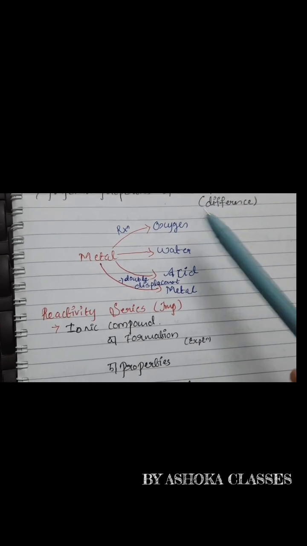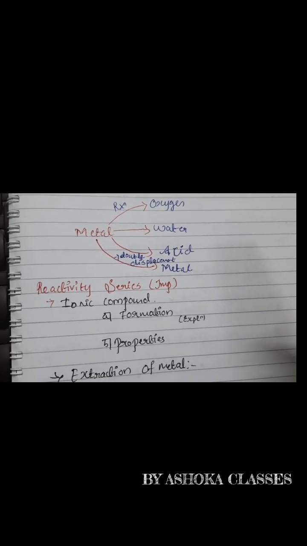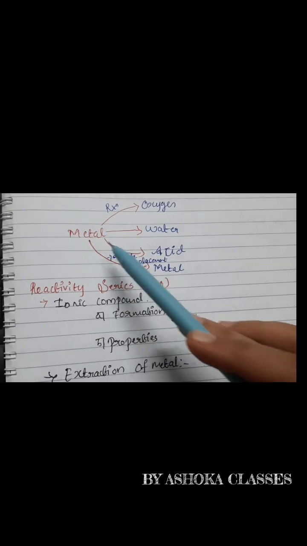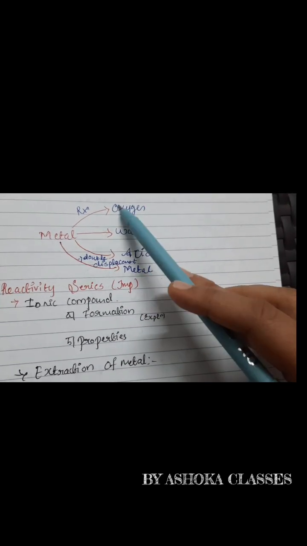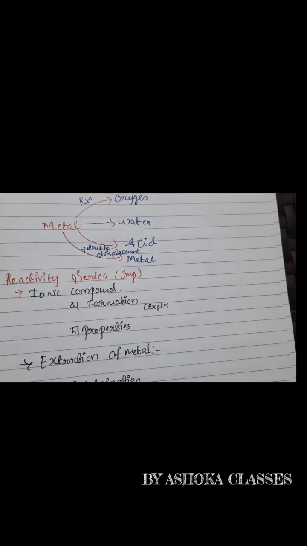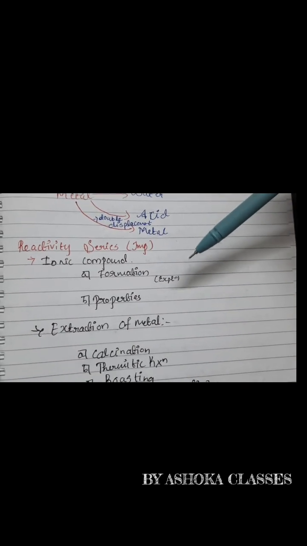Then in metals you have to remember reactions with oxygen, water, acid, and metal. Double displacement: the reaction which happens between metal and metal is called a double displacement reaction. So practice these reactions when metal is added with oxygen, water or a metal. These are important. Then it is called the reactivity series. This is important.